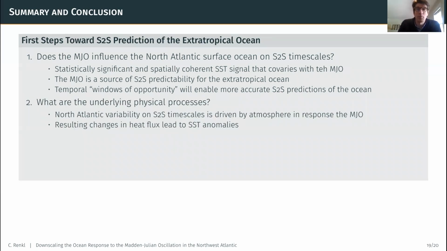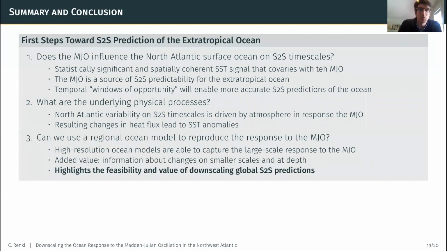What are the underlying physical processes? I think I've demonstrated, or there's strong evidence, that the North Atlantic variability on S2S timescales is driven by the atmosphere in response to the MJO. And this response results in changes in heat fluxes that lead to these SST anomalies.